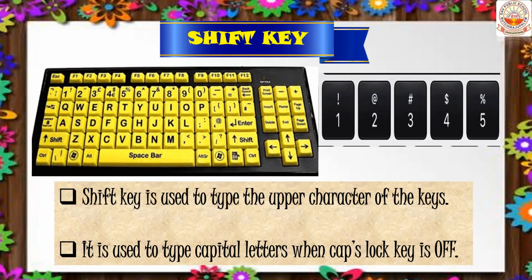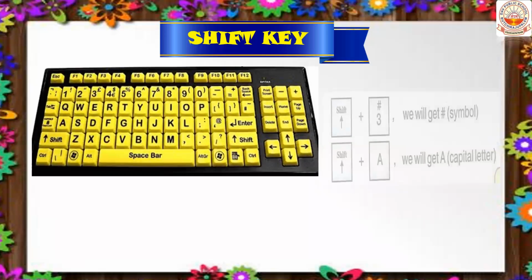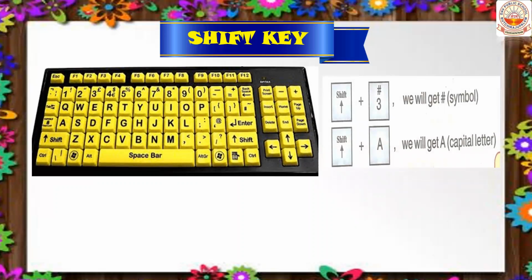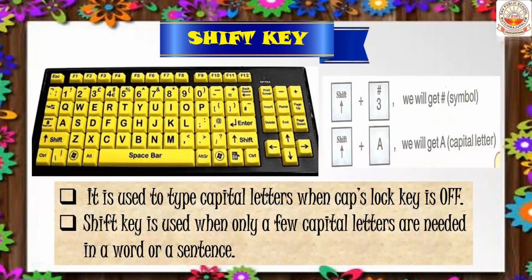Okay, children. So now let us see how it is used, children. You can see, it is used to type capital letters when the caps lock key is off. Shift key is used when only a few capital letters are needed in a word or a sentence. Here the caps lock key is used when the entire word or sentence is to be typed in capital letters. So you all know that a caps lock key is used when the entire word or sentence is to be typed in capital letters.